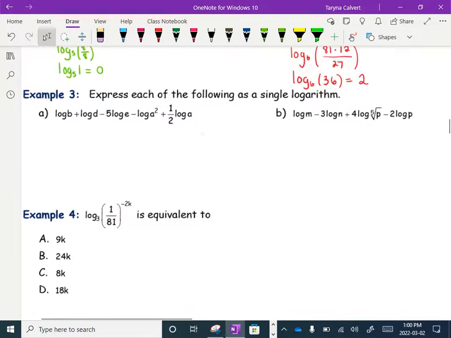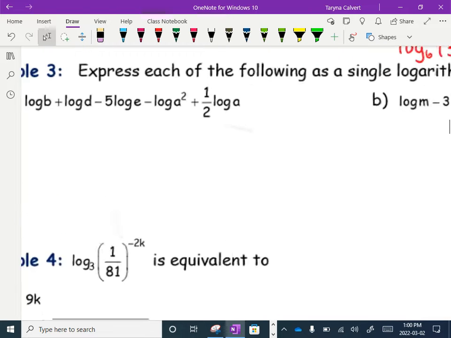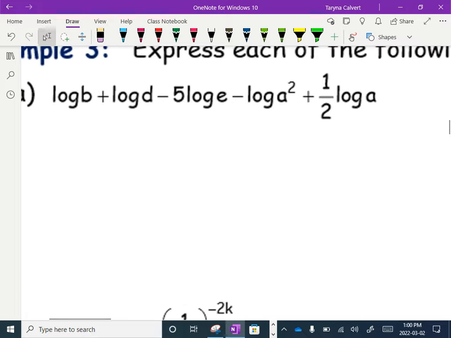All right, so with these ones, guys, here it says express each of the following as a single logarithm. So these ones maybe look scarier, but do you do them the same way? Yeah, it's just hence why it doesn't say evaluate in the instructions anymore, because you're going to get a single logarithm in terms of variables, so you're not going to be able to evaluate.